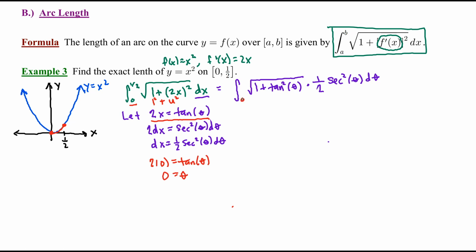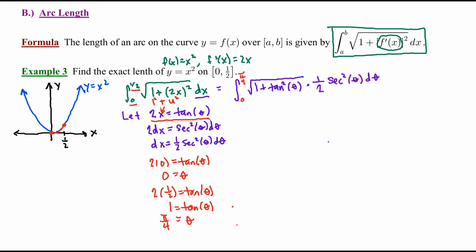Looking at our second or our upper limit of integration, we're going to plug 1/2 in for x. We have 2 times 1/2 equals tangent of theta. So we need the angle on the unit circle in radians where tangent is equal to 1, and that angle would be pi over 4. So our upper limit in this case will be pi over 4.